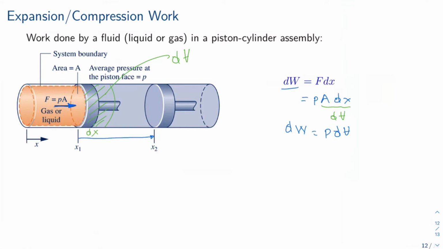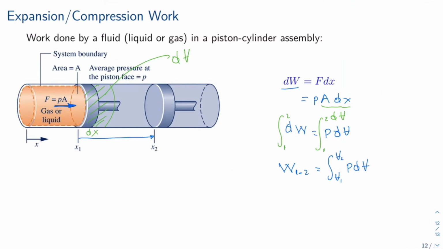And again, if we want to compute the total work, we have to integrate from 1 to 2. On the left hand side, what we have is the work from 1 to 2, and on the right hand side we have the integral, and because our integrand is the differential of volume, it will be from volume 1 to volume 2 of P dV. So let's have a look in detail at this integral. So we are integrating P over dV. So P is a function of the volume.